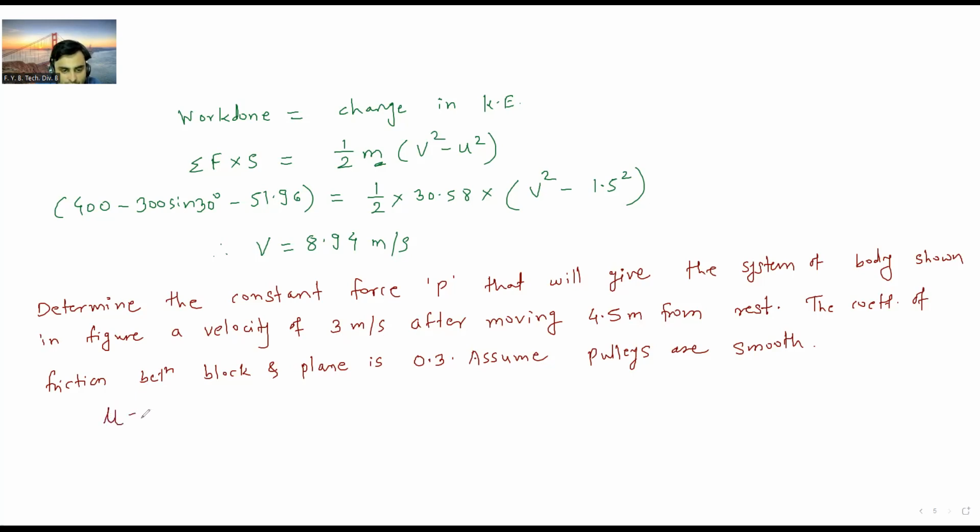So from this, if I write the given data, the value of mu is given. Mu is 0.3. Initial velocity u is equal to 0 meter per second. Final velocity v is equal to 3 meter per second. And then displacement s is 4.5 meter. This I came to know from these three lines. Now the remaining things they have given in the diagram.